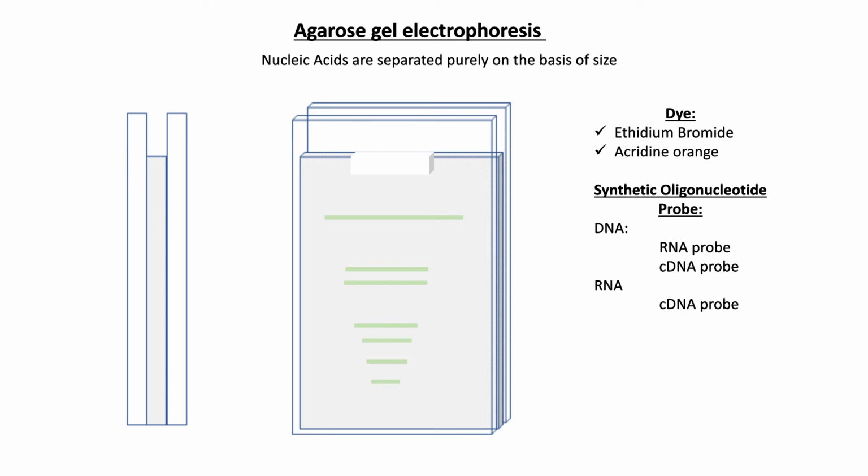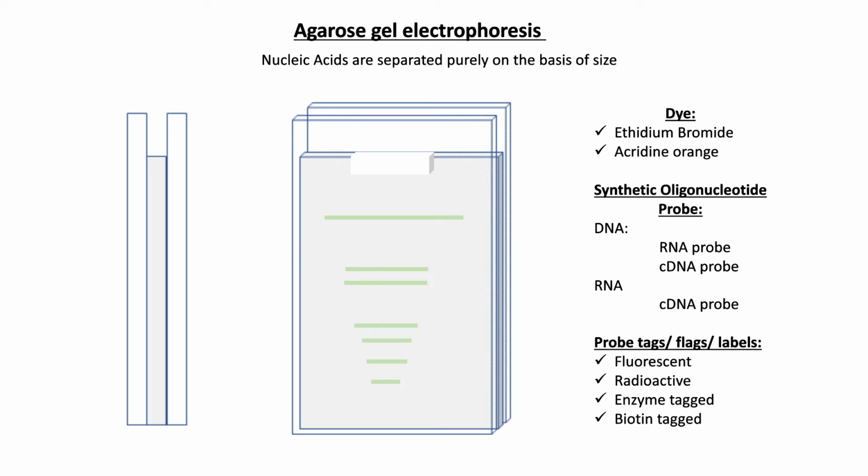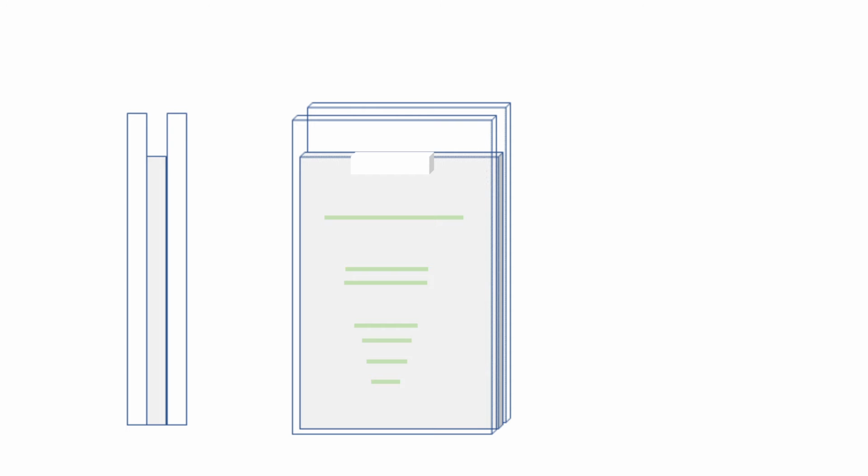To make these probes visible, we use some tags or flags or labels like fluorescent label or radio label or radioactive probe, enzyme tag probe or biotin tag probe. The same tags or flags or labels that were used for antibody probe, which was for identifying a protein. So that is how we analyze the DNA or RNA. So PAGE and SDS-PAGE is basically for analysis of proteins. Agarose is for analysis of nucleic acids.